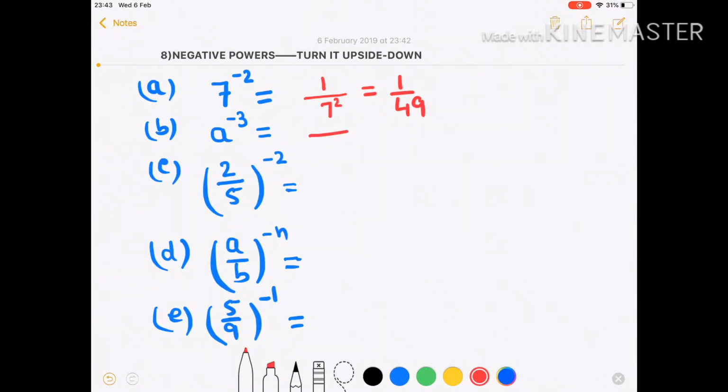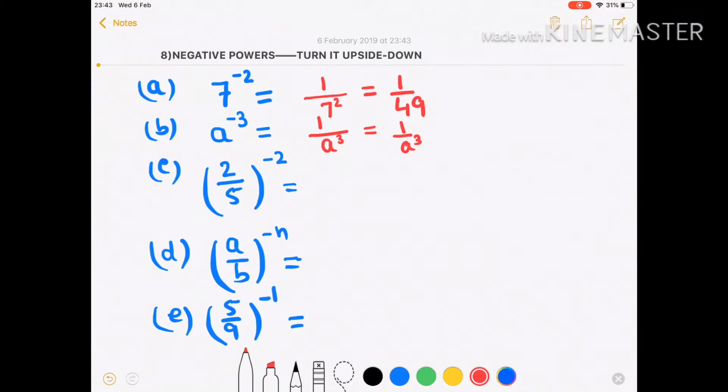Similarly, next question. So a to the power minus 3, how can we make it positive? Just change the position. Take this a to the power minus 3 at the bottom, at the denominator position. So it will come a to the power 3. So the first power was negative, then when you take it to the denominator position, it will become positive.